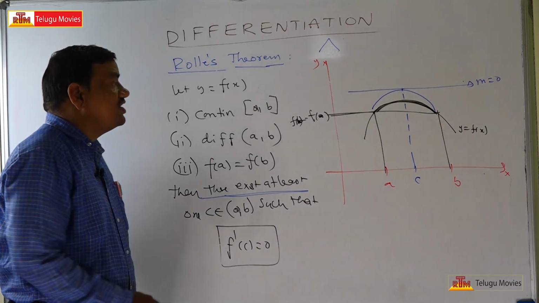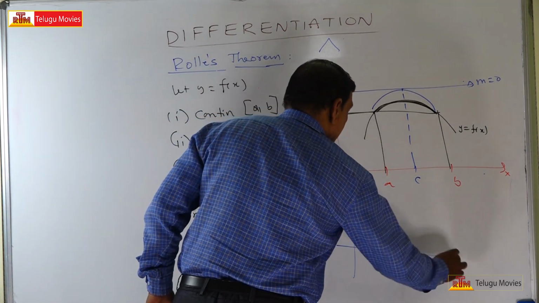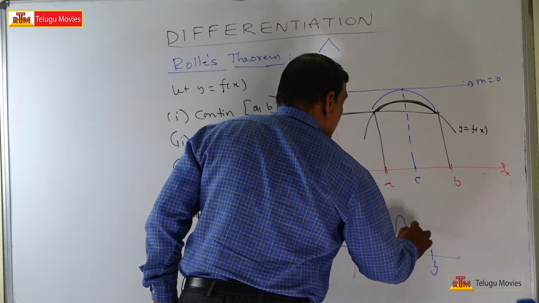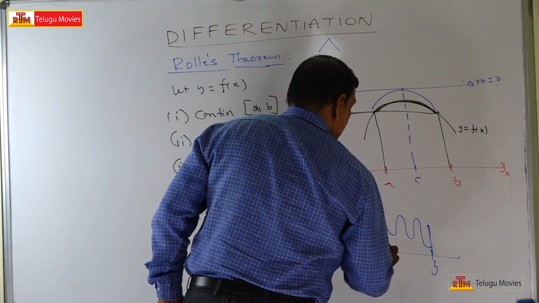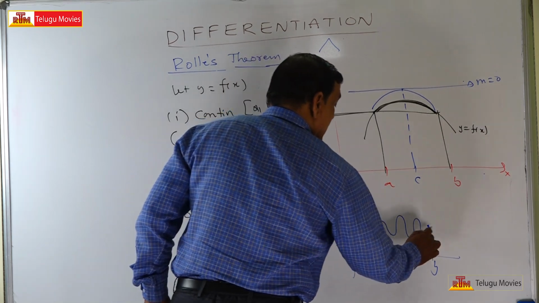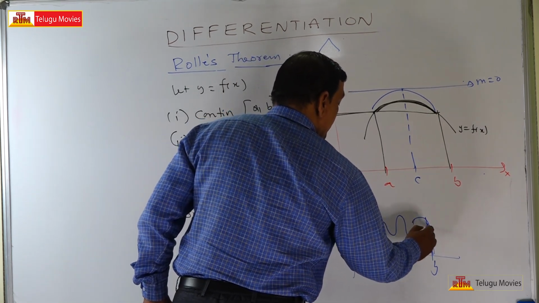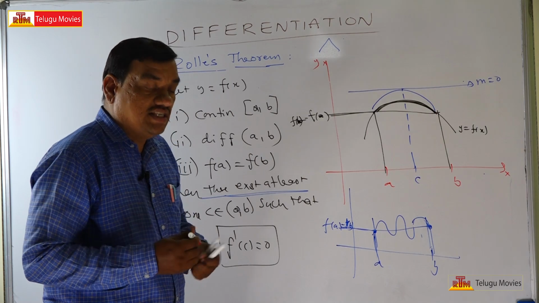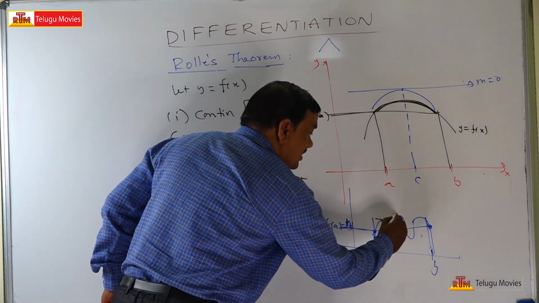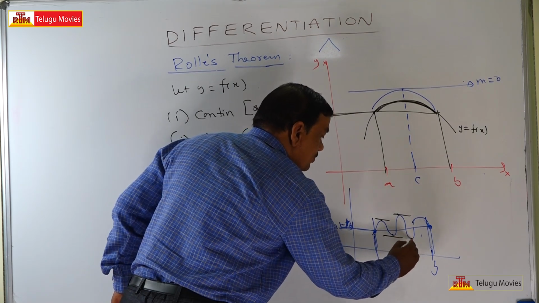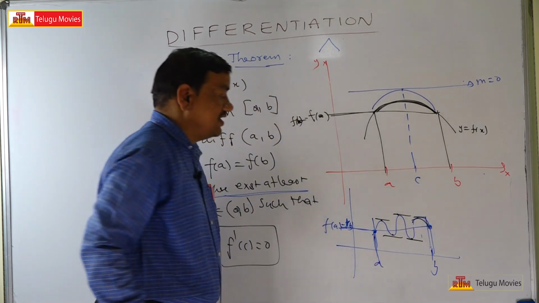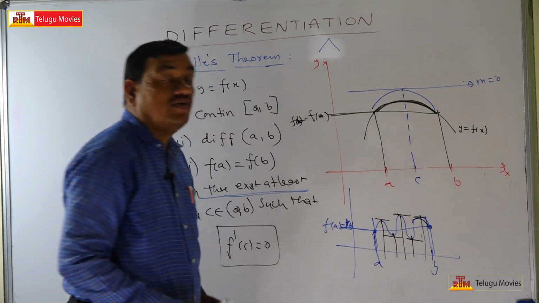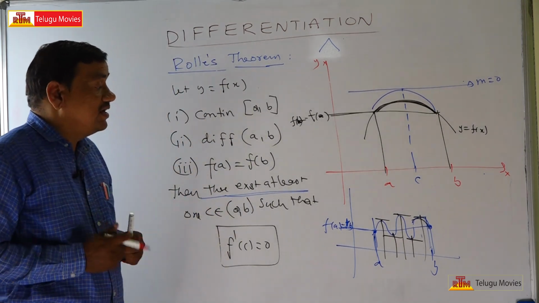Definitely. Why is he saying at least one? Suppose this is a and this is b. Your function is like this, so this is f of a and here you take this as f of b. f of a is equal to f of b. Now see here how many c's are there. Here you can draw a tangent, here, here, here, and here also you can draw a tangent. So here how many c's did you get? 1, 2, 3, 4, 5 c's. 5 values you are getting between a and b.